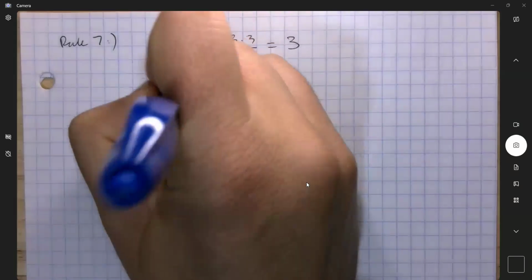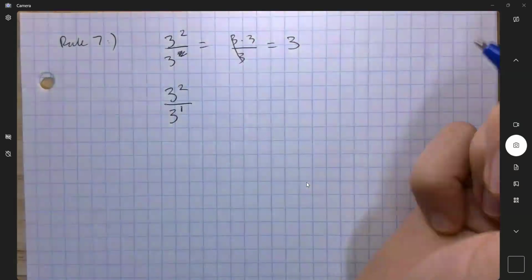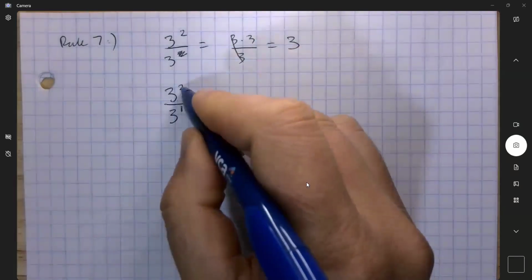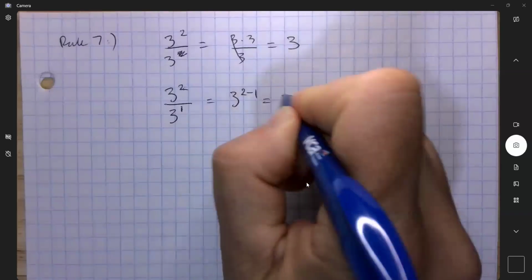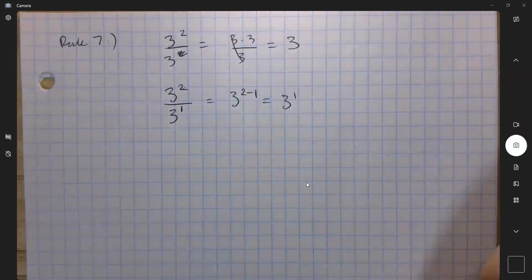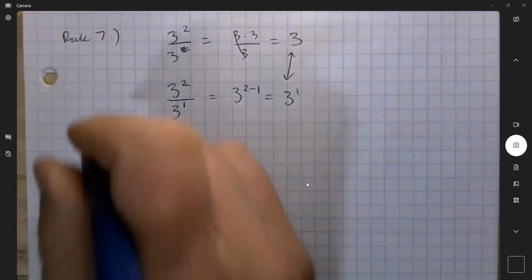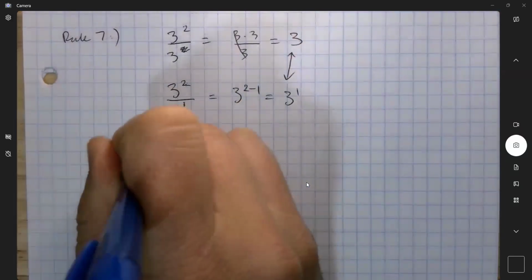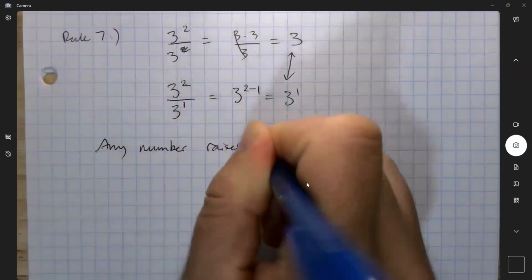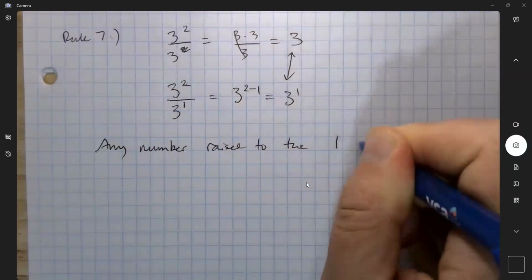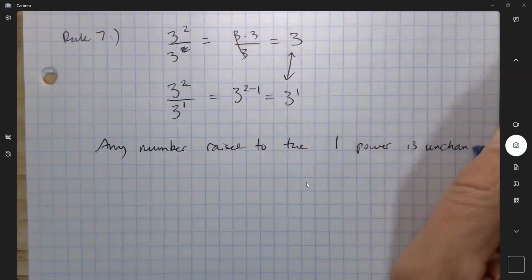But also, I could use my rules. I have two 3s on top and 1 3 on the bottom. So that should be 3 to the 1. 3 to the 1 equals 3. Any number raised to the 1 power is unchanged.